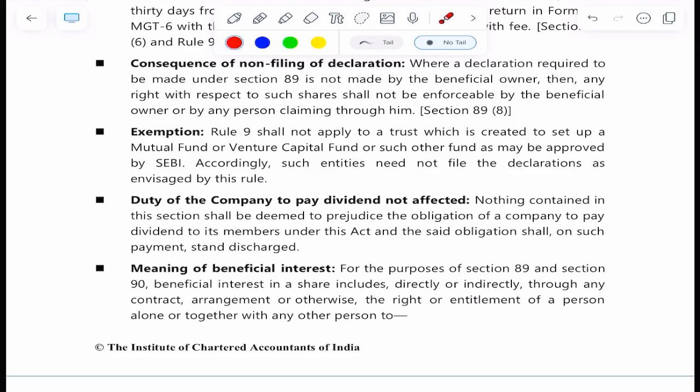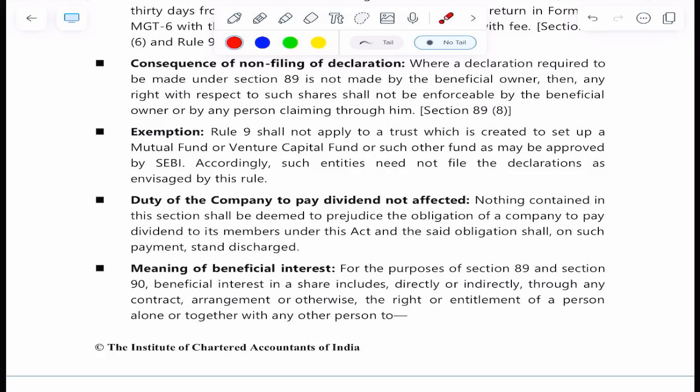Rule 9 shall not apply to a trust which is created to set up a mutual fund or venture capital fund or such other fund as may be approved by SEBI. Accordingly, such entities need not file the declaration as envisaged by this rule. Duty of the company to pay dividend not affected. Who will it go to? It will not go to the RO.